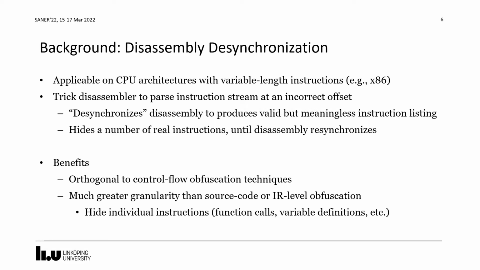The technique is applicable on CPU architectures with variable length instructions like Intel's x86, where you can trick the disassembler to parse the instruction stream at an incorrect offset, thereby desynchronizing the disassembly and hiding a number of actual instructions in the code. So benefits of this technique include first being orthogonal to control flow obfuscation techniques, so you can apply both as an added layer of defense against reverse engineering. And also it offers a much greater degree of granularity than a source code or intermediate representation level obfuscator. So you can hide individual instructions like specific function calls and so on.